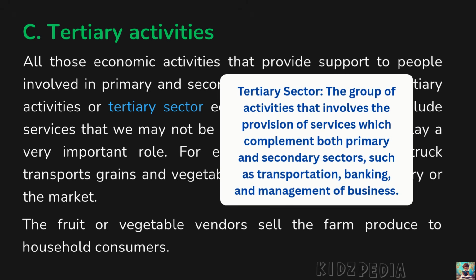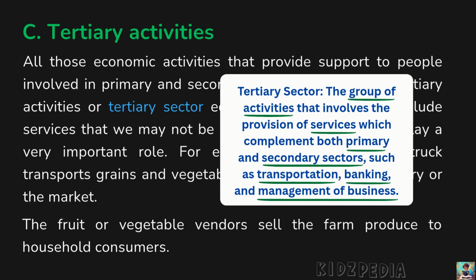Tertiary sector, the group of activities that involves the provision of services which complement both primary and secondary sectors, such as transportation, banking, and management of business. So this group of activities includes services that help both the primary sector and the secondary sector to work better. Examples include transportation, means all kinds of transport services that help move people or goods from one place to another. Banking, helping people and businesses with money. Business management, organizing and running companies efficiently.